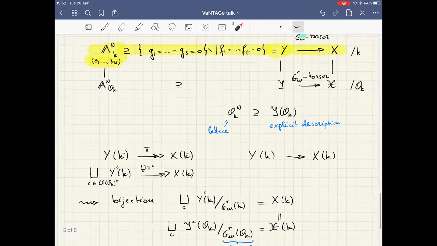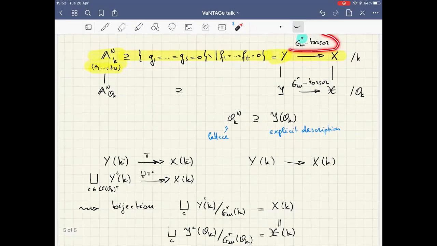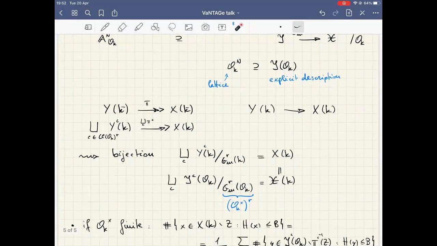So what does torsor mean? It means that it is a special map with the property, among others, that all fibers, or all rational points, are isomorphic to G_m^r. So it's really a fibration where all the fibers are isomorphic. And so counting fibers is the same as counting points on the target. So what we get is a bijection between the fibers and X(K).